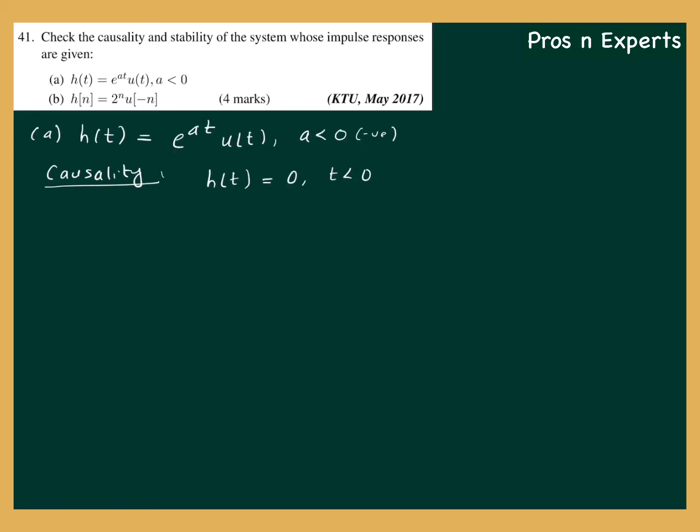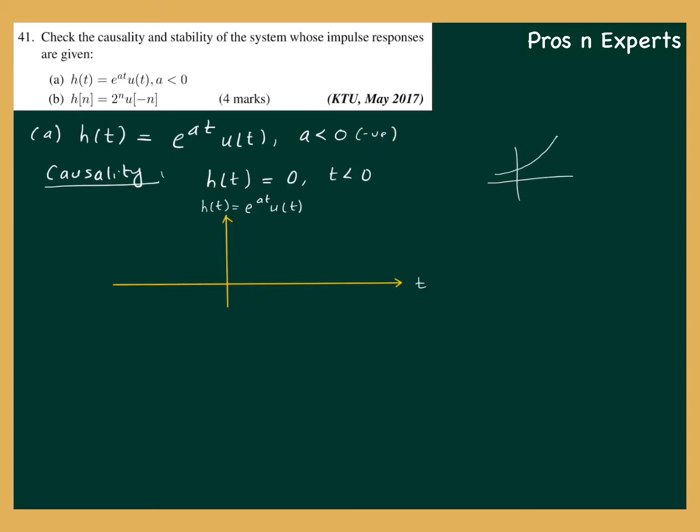Okay, so let us try to plot h of t. Listen how to plot h of t equal to e raised to at u of t. What kind of a signal is e raised to at into u of t? Actually, what is e raised to at? You may jump onto the conclusion that e raised to at is an exponentially increasing signal. But no, listen to the question very carefully. It is said a is negative.